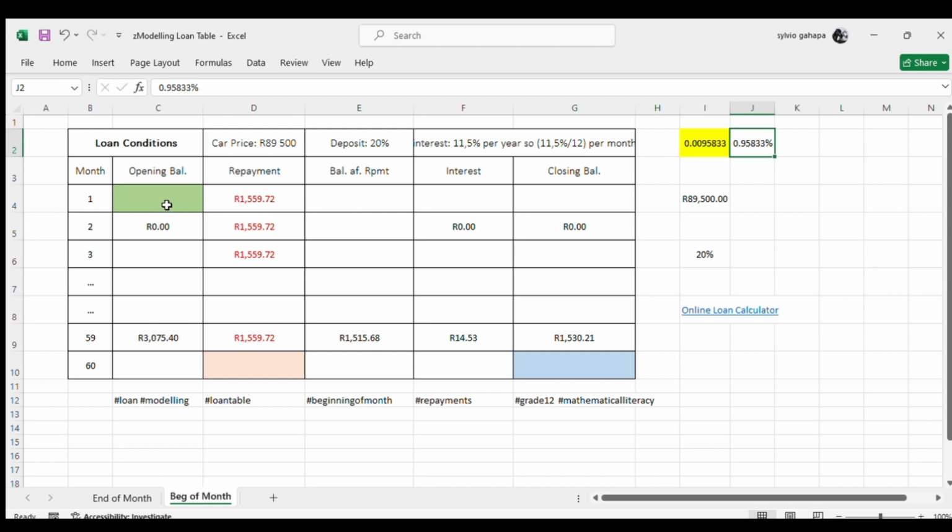And so as you can see here, the opening balance will be equal to what we know, the drill by now. It's going to be 80% of this price. So I'm going to just take that and multiply by 80%. So we're going to be quite fast here, right? It's 71,500. The balance after repayment will be that figure minus the repayment.